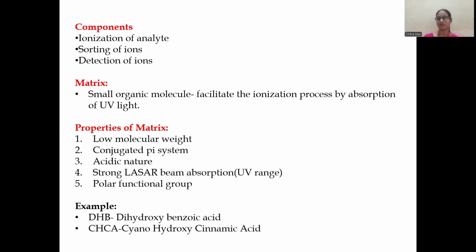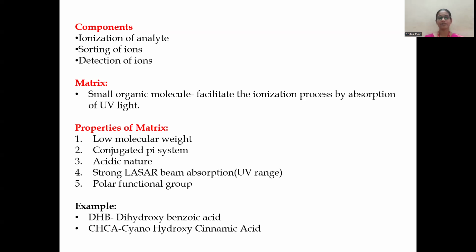So, what is the matrix? What are the properties of the matrix that you should know? It is a small organic molecule used as a matrix here, and it will facilitate the ionization process by absorption of laser light or UV light. The properties: it will be of low molecular weight, it should not react with your analyte compound, and it will be acidic in nature. Where we are applying a strong laser beam or UV light, it should be compatible with this, and it should have a polar functional group. So these are all the properties of the matrix.